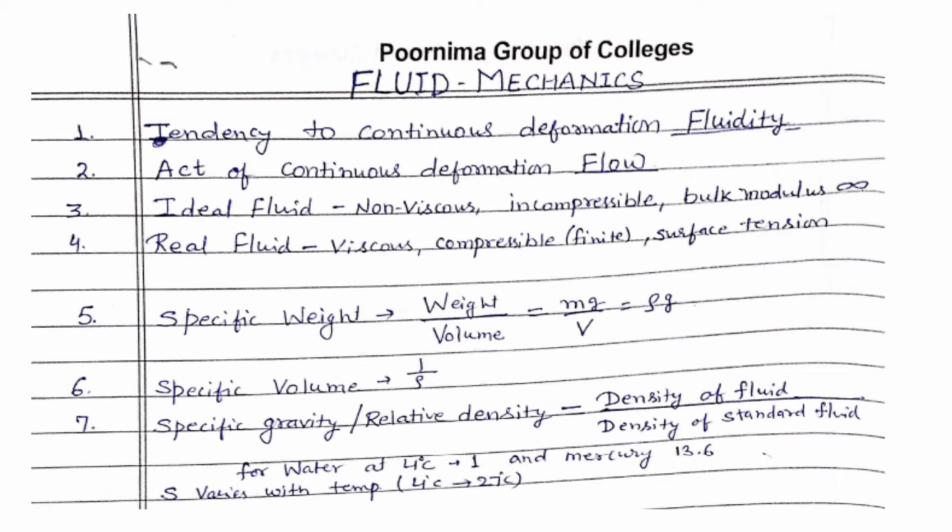Another property is specific gravity or relative density. It can be defined as the ratio of density of fluid to the density of standard fluid. For liquids, this standard fluid is water, and for gases, this standard fluid is air. Now for example, mercury has density of 13,600, divided by 1000. So the specific gravity or the relative density of mercury will become 13.6.